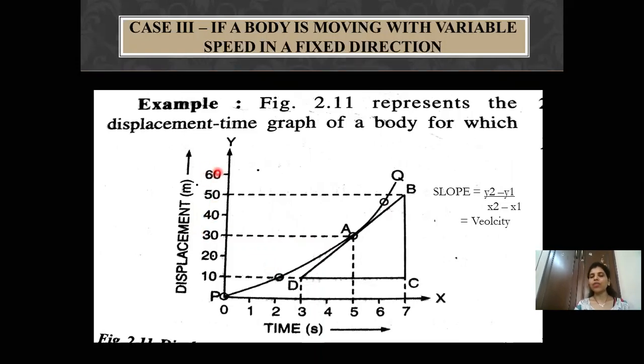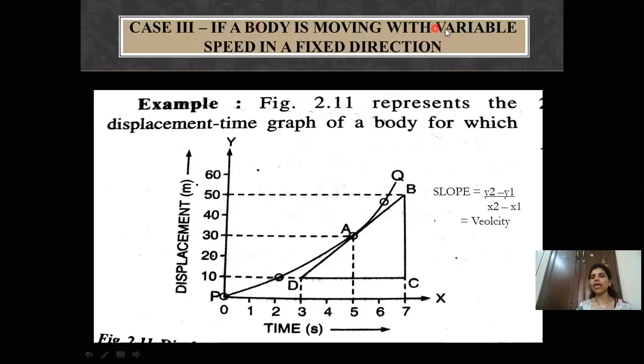Now you can see that the current slide is having the graphical representation where on the y-axis it is displacement and on the x-axis it is time. So it is displacement versus time. But you can see over here that the line which we are drawing is a curved line. Okay, so when you see it's a parabola or a curved line, you have to understand that the body is moving with variable speed.